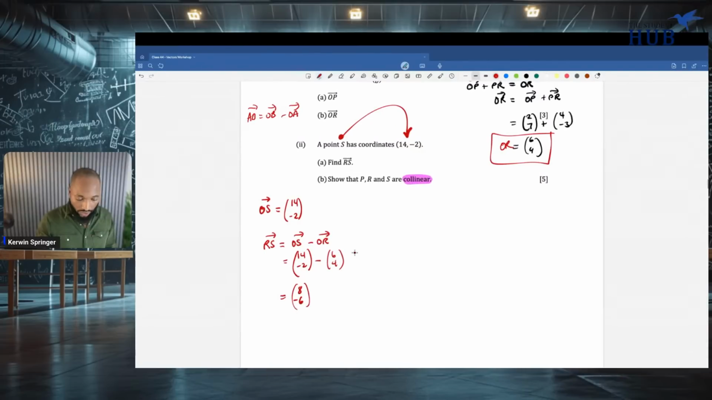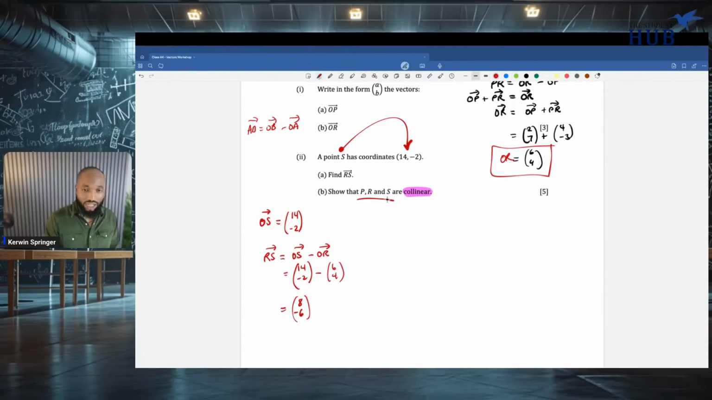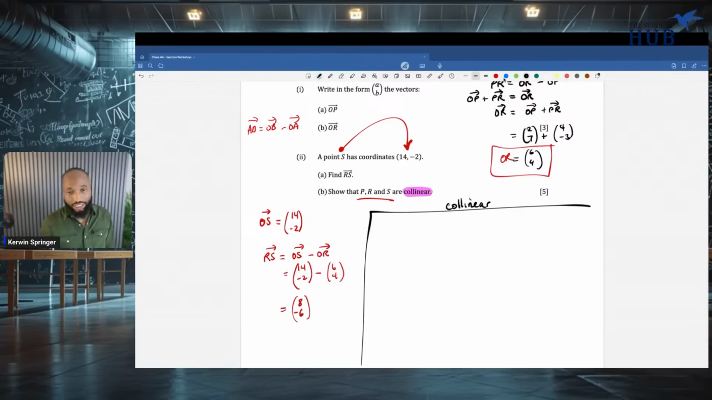Now, they finish off with this. Show that P, R, S are collinear. I need everybody to lock in. Lock back in fully. Some of you, this was super easy, but this is the part you're interested in. Collinear. How do we collect these collinear marks in the exam? When they say show that something is collinear, what do we do?